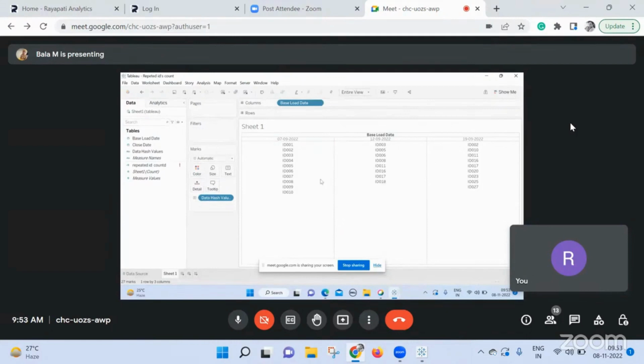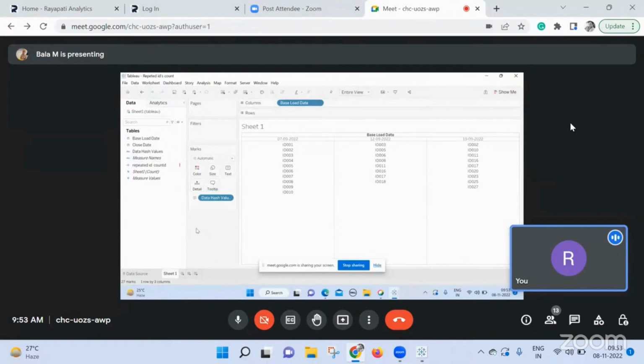I have 10 weeks of data. I need to compare week by week, and I need to show only the repeated values' distinct count. Only the repeated values' distinct count you want to show? Yes.